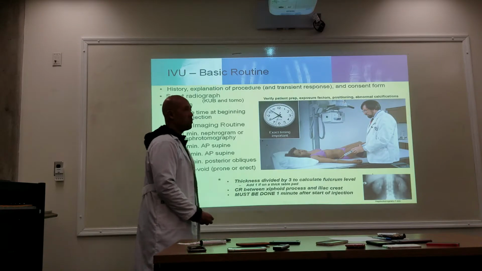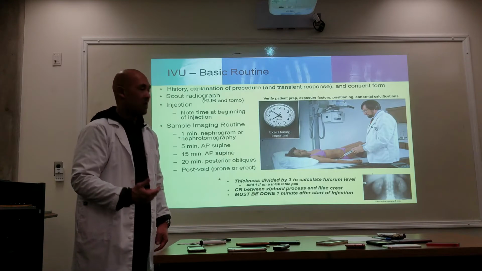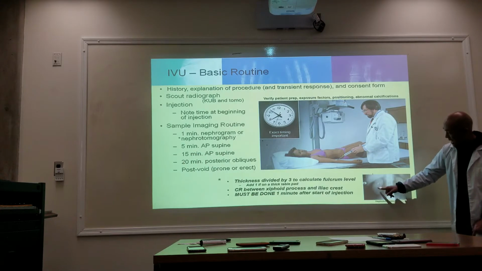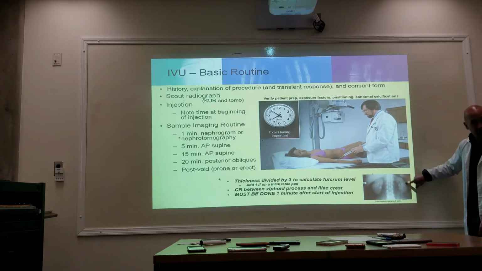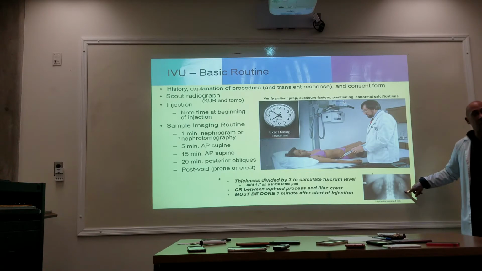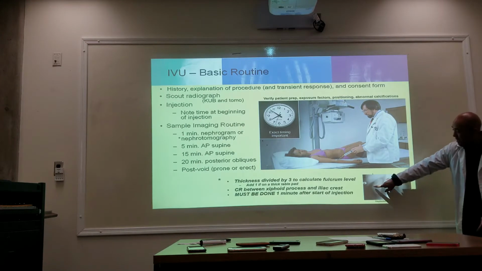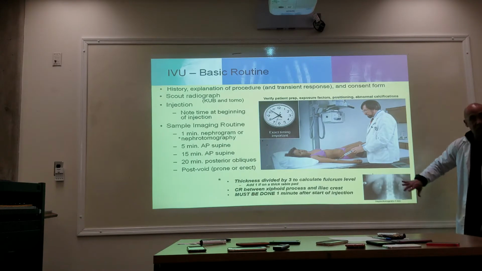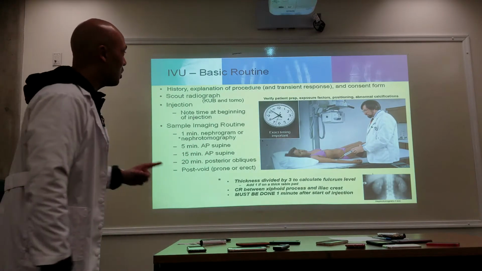Because what we're looking at here is the collection of contrast in the nephrons. We're not talking about the collecting system. We're not talking about the calyces and the pelvis and the pyramids. We're talking about where the nephrons are located at the cortex. And what happens here is the renal parenchyma starts to blush. I don't care about the collecting system yet. I want to see how my nephrons are working. So you're going to see some blushing of the kidneys, the renal parenchyma, in the first minute. And that's the very first shot that you're going to take.